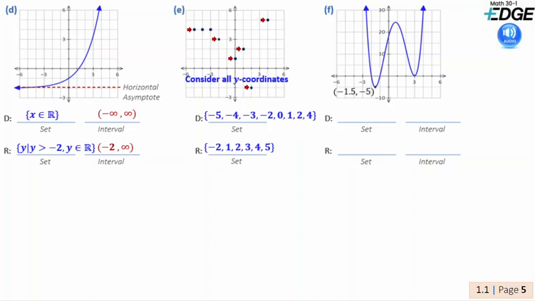Example E is a graph of discrete data. Here we are not able to use interval notation because it is not continuous. We simply list all the x values for the domain and we list all the y values for the range. If a value is repeated, such as the height of 4 in this example, we will list it only once.